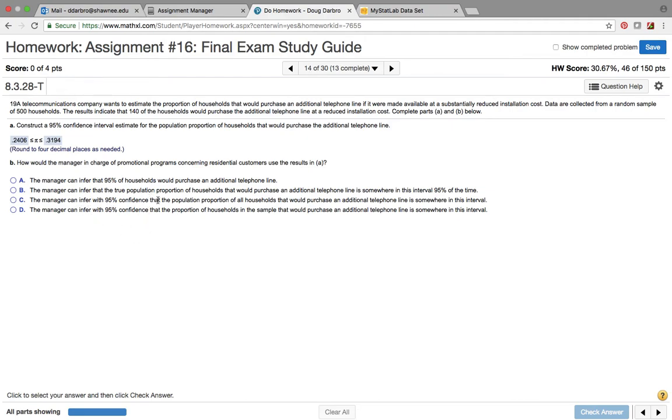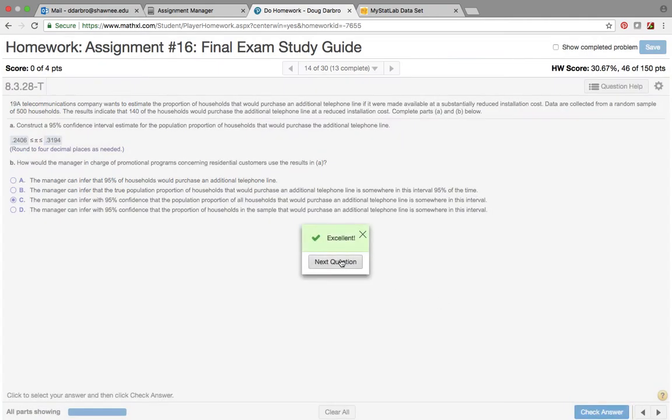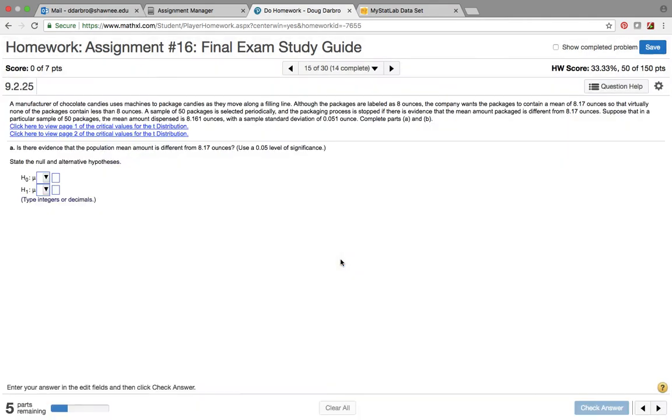So we can infer with 95% confidence that the population proportion is somewhere in this interval. Guys, again, we're making a statement about a population proportion, so that's the only one that makes sense. All right, gang, one more question. That's what we were doing, 11 through 15?